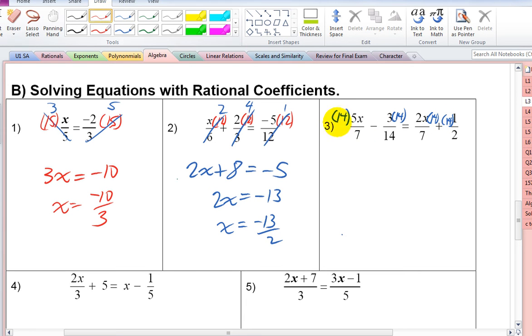So cancel out. We won't solve this one. So this cancels to a 2, so I get 10x minus 3 equals, that cancels to a 2. 4x cancels to a 7 plus 7. 10x minus 3 equals 4x plus 7. And then we're just where we were 2 days ago.